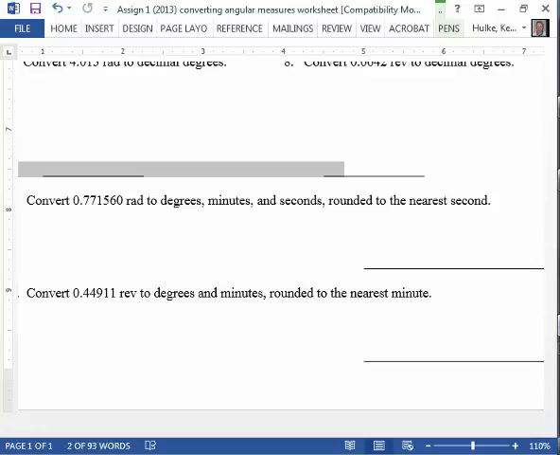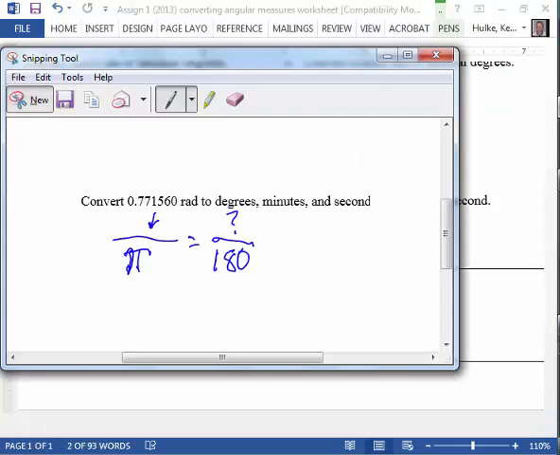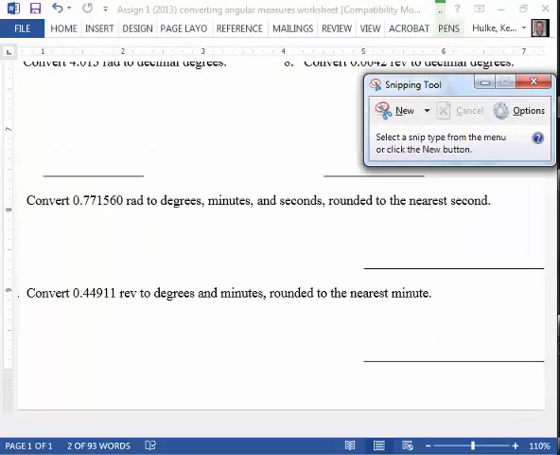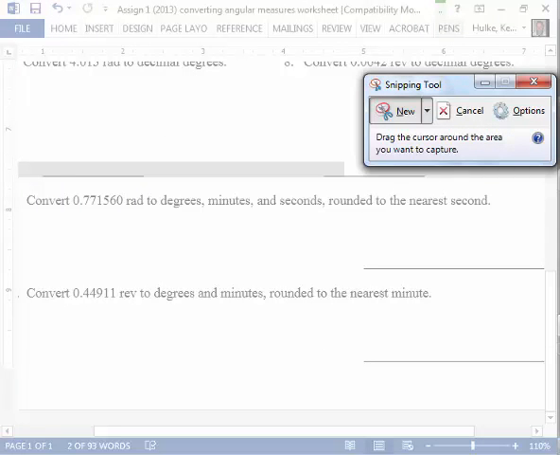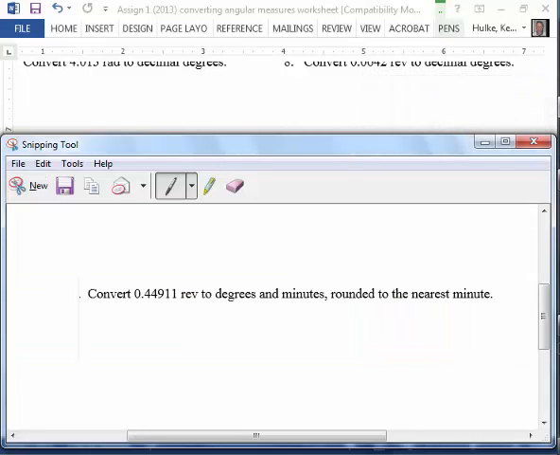And convert revolutions to degrees. Oops. Convert revolutions to degrees, minutes, rounded to the nearest minute. So that many revolutions, and there's 100, oops, no there's not, there's 360 degrees in one revolution. We got that in the wrong spot. Here we go. One revolution is 360 degrees.